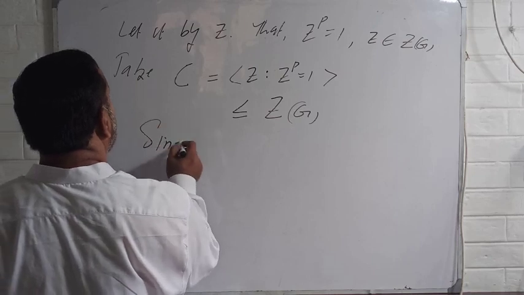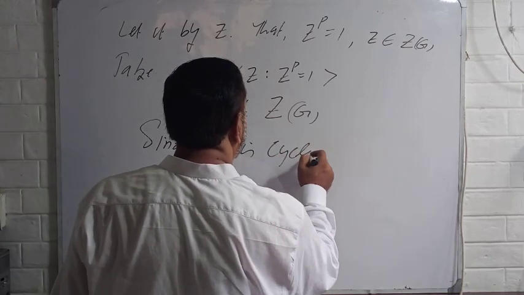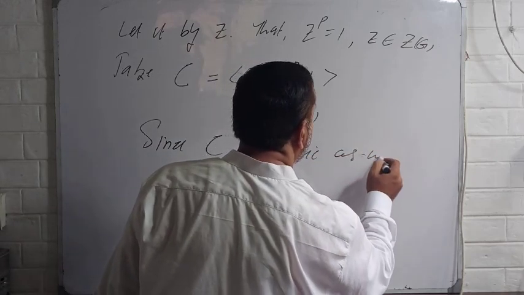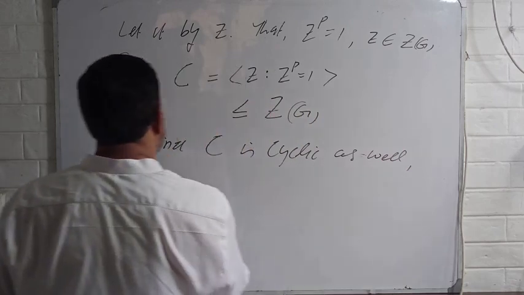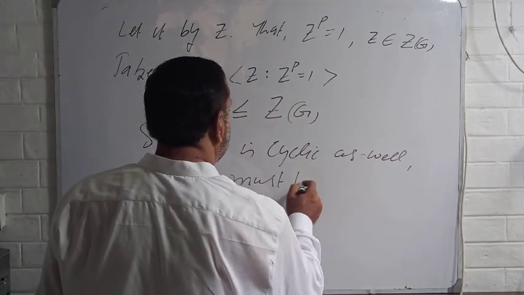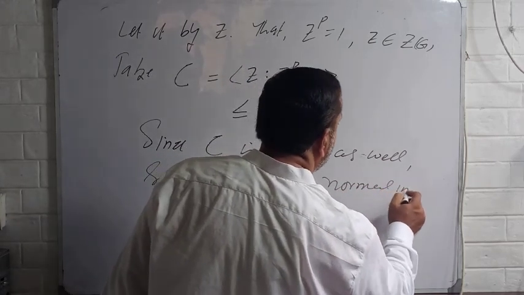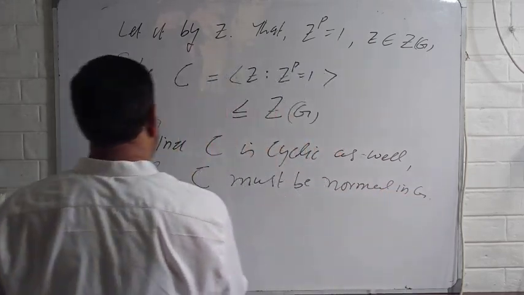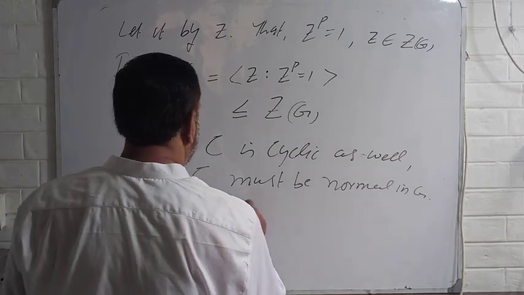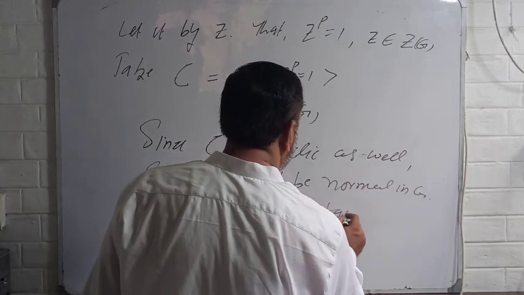Since C is cyclic as well, so C must be normal in G, hence G by C is a factor group.